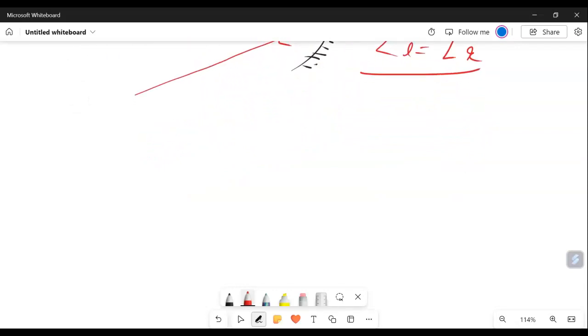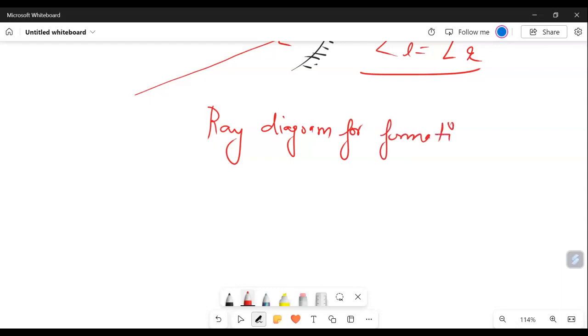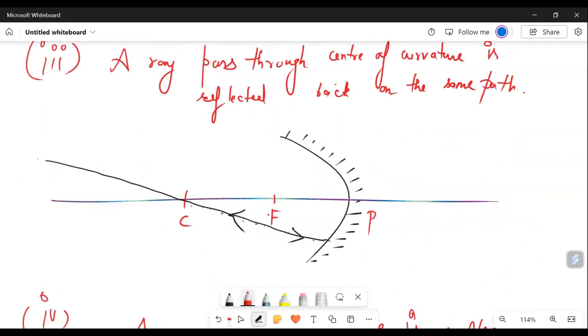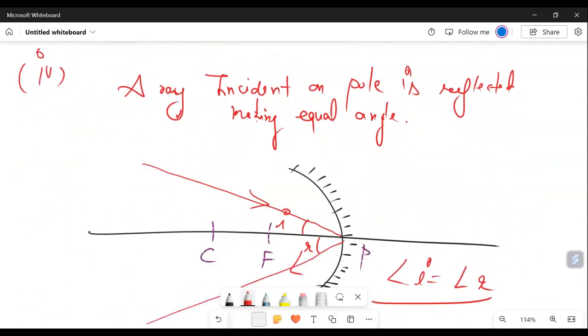Now we will understand the ray diagrams for the formation of images in a concave mirror. For better understanding, you have to revise these 4 concepts first, then we will go ahead with that in the next video.